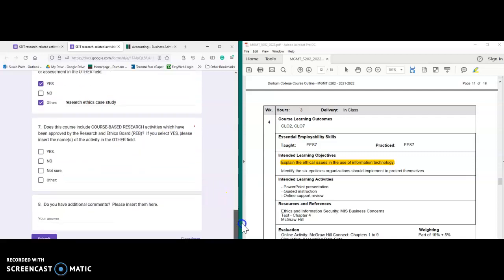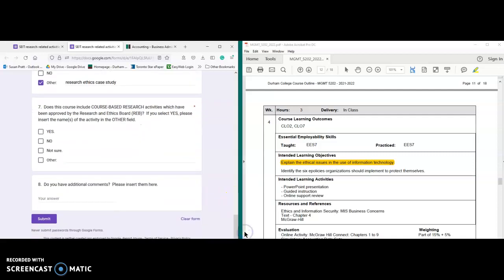If you have any additional comments you'd like to include to help us understand a bit more about research activities in your course, please enter them in the comments box.